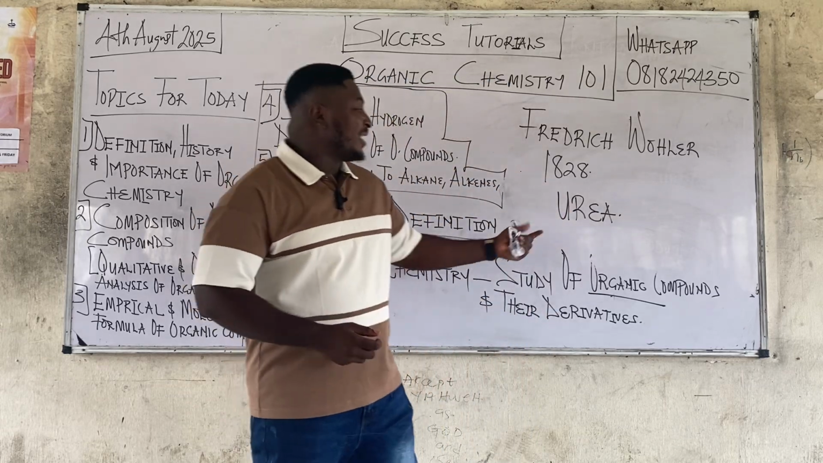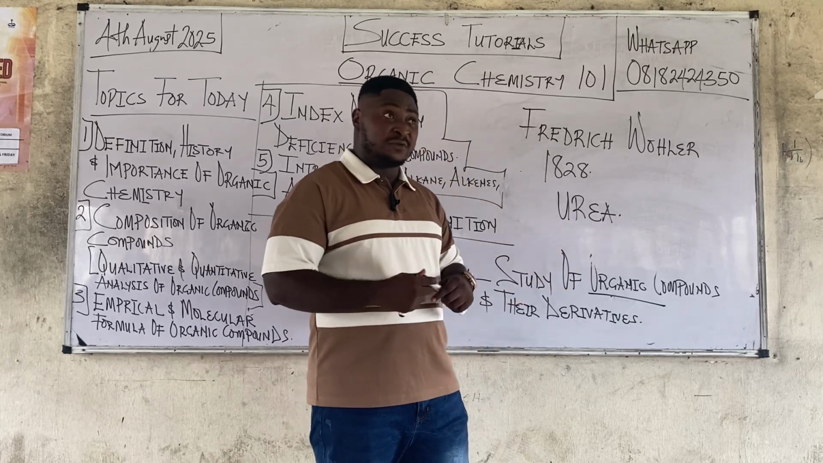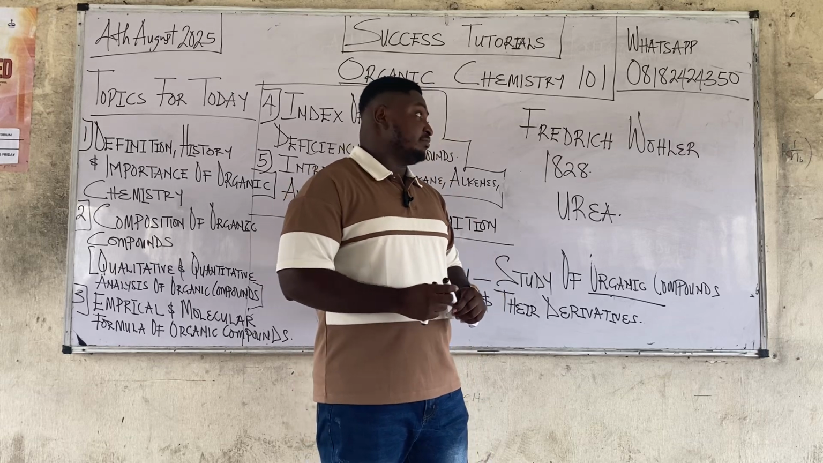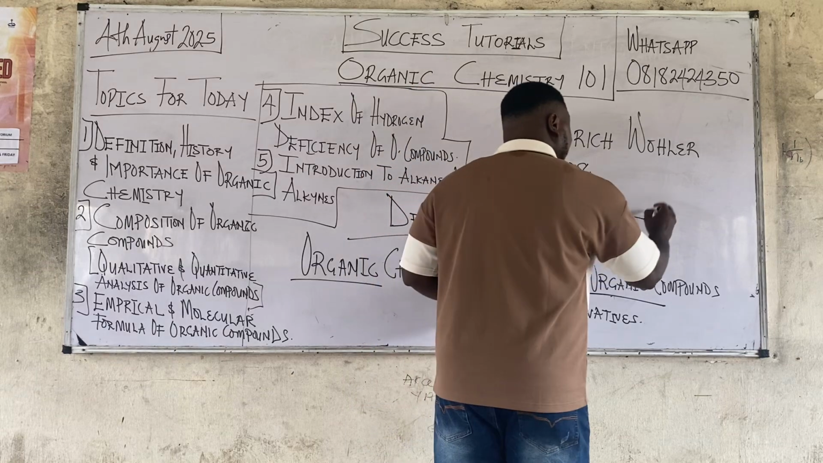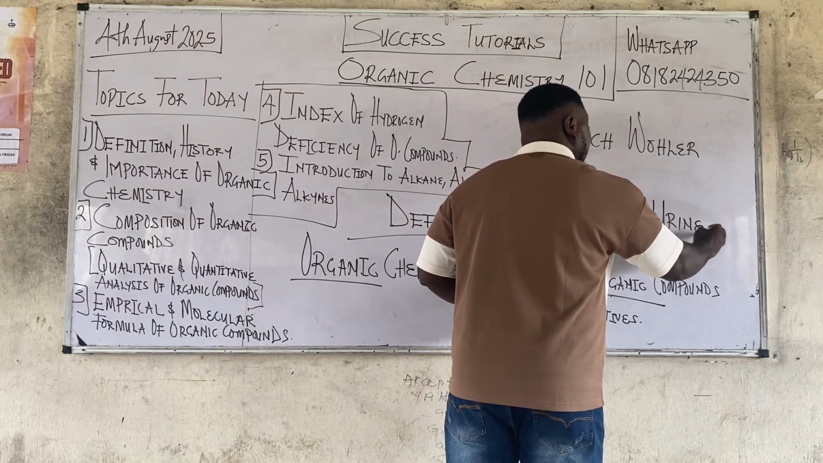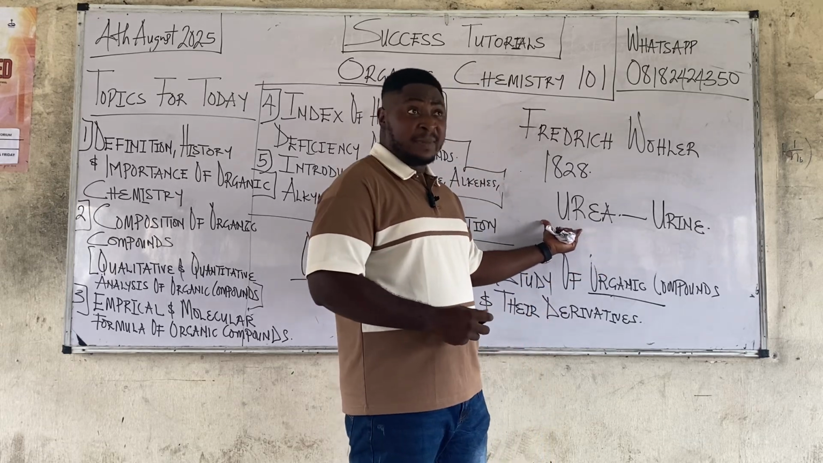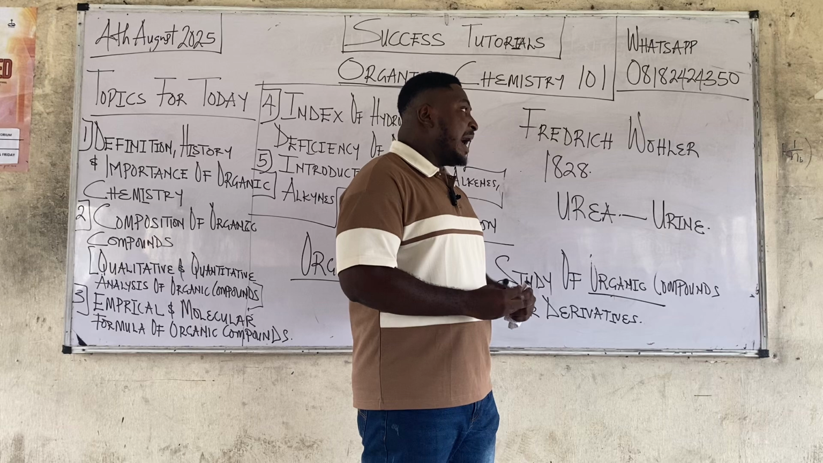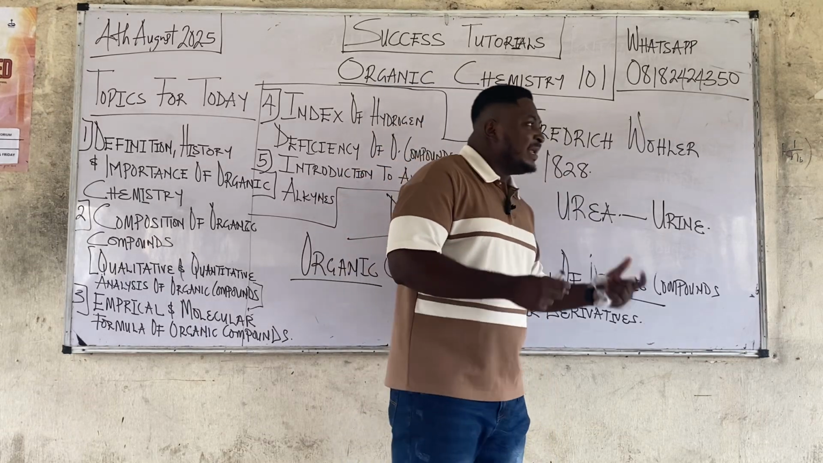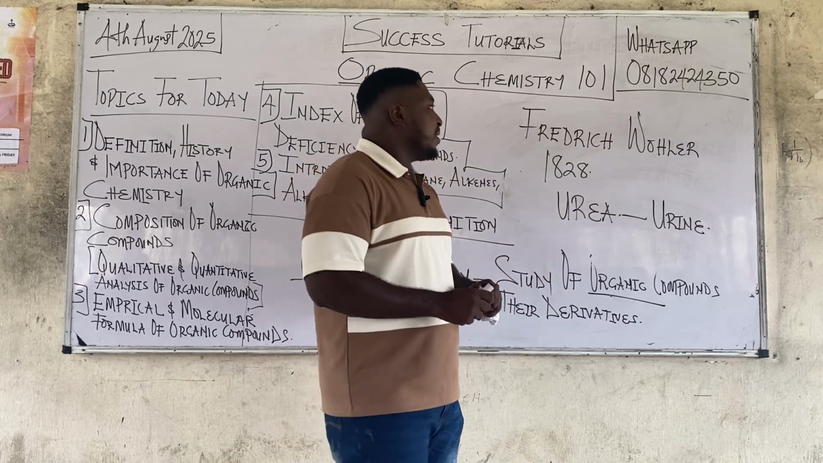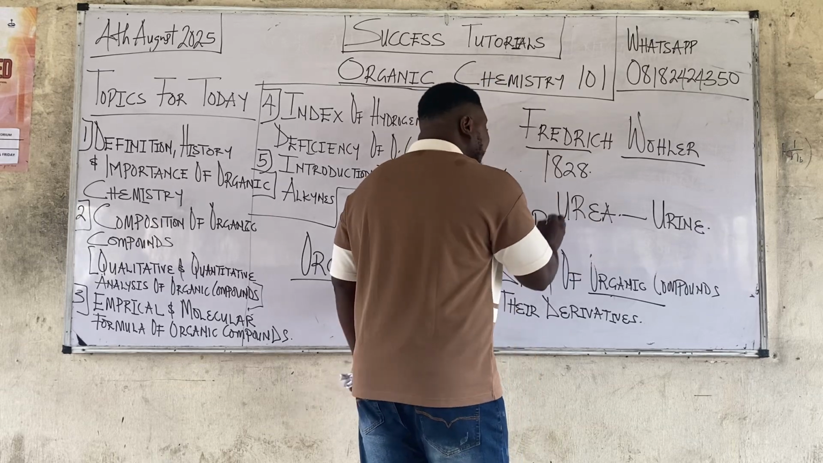Class, urea is an organic substance because it is a major component of urine, which is a waste product from when we urinate. So urea is from urine, and urine is a naturally occurring substance. Nobody produces urine artificially. So if urea is from urine, urea is also a naturally occurring compound. Urea is an organic compound, and before this 1828, urea could only be gotten naturally from urine. But class, this scientist was able to produce urea from a rearrangement reaction.